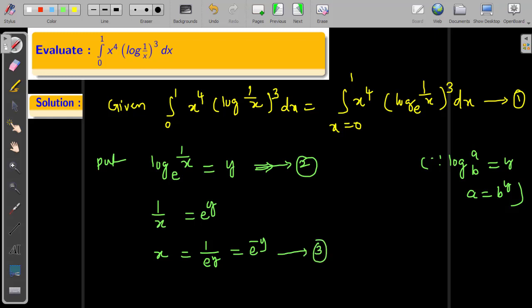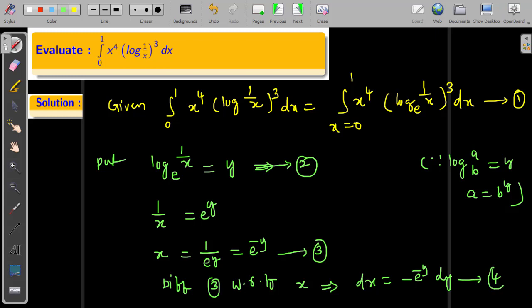The next step is we need to differentiate equation 3 with respect to x on both sides, which gives dx equal to e power minus y times the derivative, minus e power minus y dy. Let us mark this equation number 4.